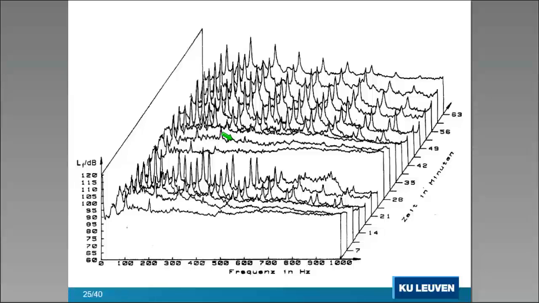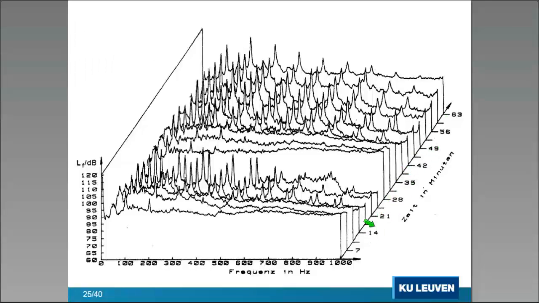Then another issue is the noise. Maybe you ask, what is the link between the noise and the electrical system? Well, I hope to make that clear for you. Here you see a registration in decibel of the noise level. On the axis perpendicular to the screen, you have the time. Zeit in Minuten, it comes from a German publication.